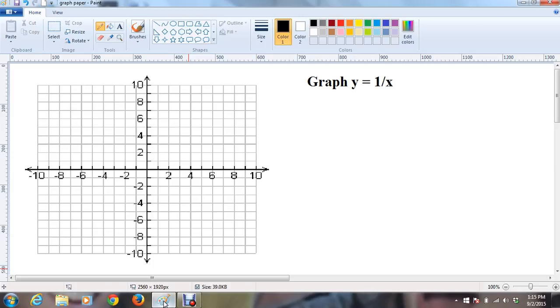Okay, we had to rush through our last page of notes, our last two problems on Tuesday, so I just want to go over those. The reciprocal functions, how to graph those.